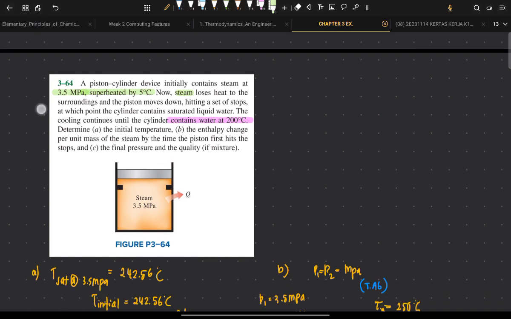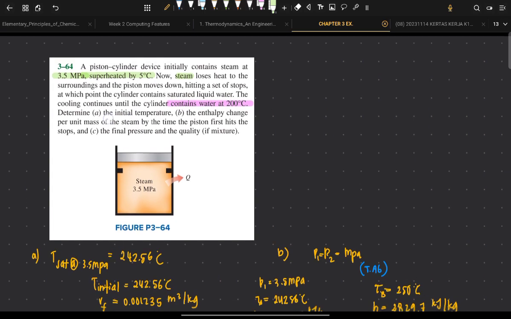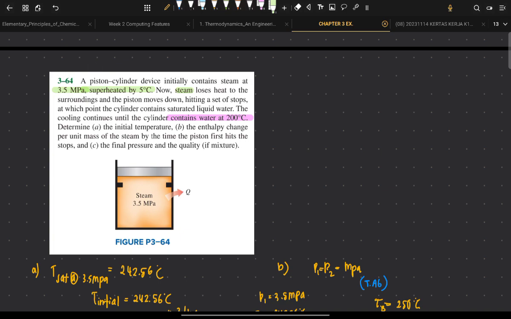So we just continue here, which is a piston-cylinder device that initially contains steam at 3.5 megapascal, superheated by 5 degrees Celsius. Now steam loses heat to the surroundings and the piston moves down, hitting a set of stops, at which point the cylinder contains saturated liquid water. The cooling continues until the cylinder contains water at 200 degrees Celsius. It actually has a step of distance work.